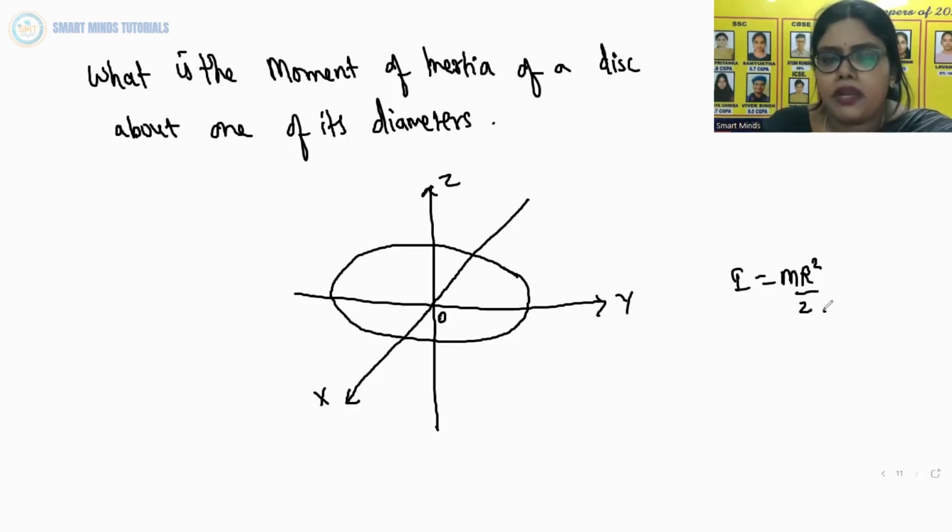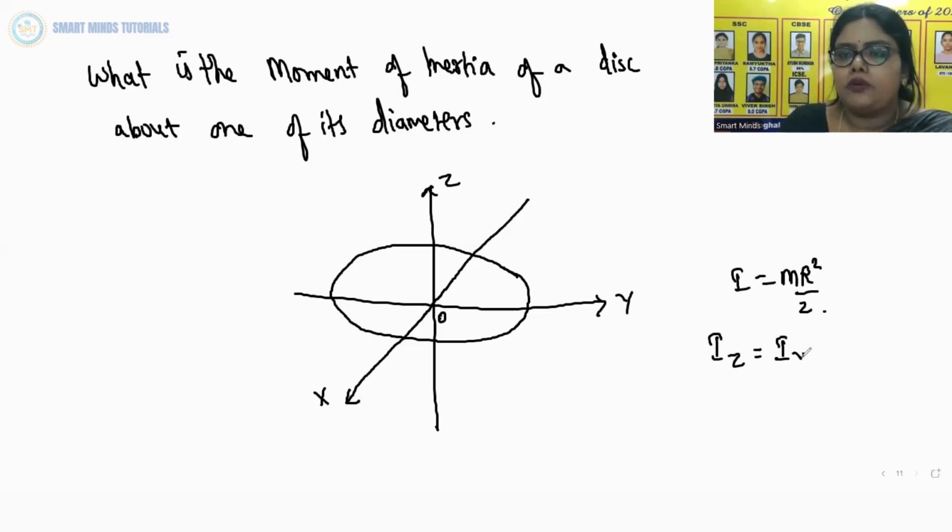So the disk can be considered to be a planar body. Hence the theorem of perpendicular axis is applicable to it. As shown in the figure, we take three concurrent axes through the center of the disk, O, as the x, y and z axis. The x and y axis lie in the plane of the disk and z is perpendicular to it. So by the theorem of perpendicular axis, we get Iz is equal to Ix plus Iy.